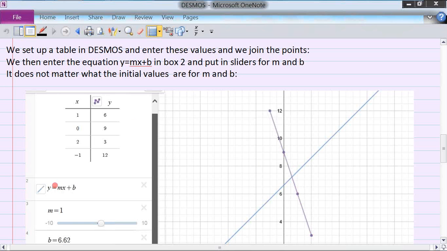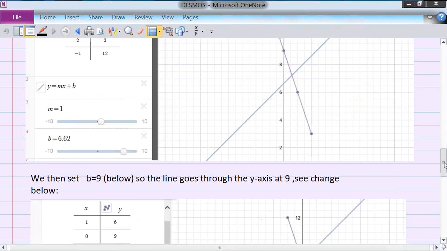We then put in a generalized equation where the object here is to get this line to fit this line. And we're going to do that by changing m and b. Now, initially, it doesn't matter. You put in the slider for m and you put in the slider for b. Don't worry about these values here. It doesn't matter what they are initially. You say, well, why is this 6.62? That's just a number that I chose. m is equal to 1.